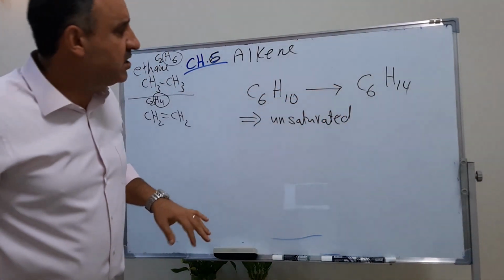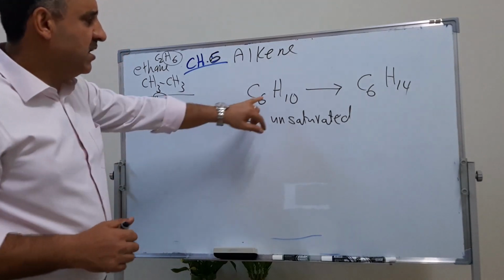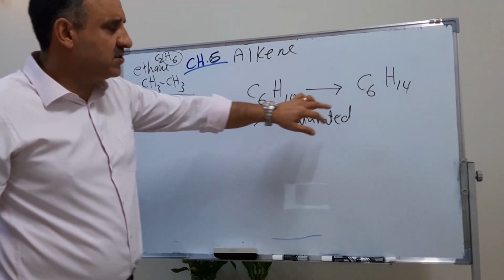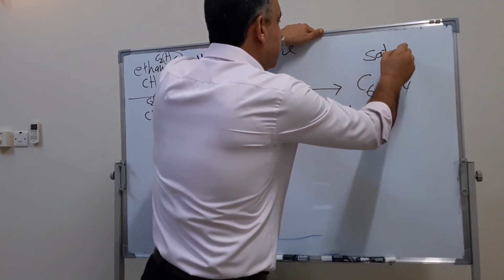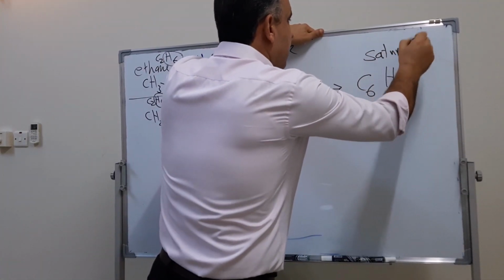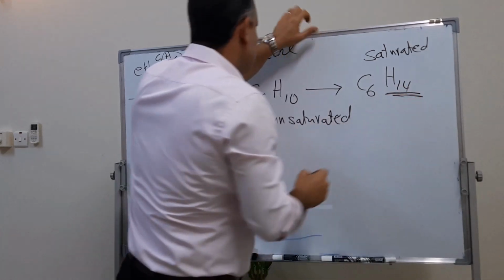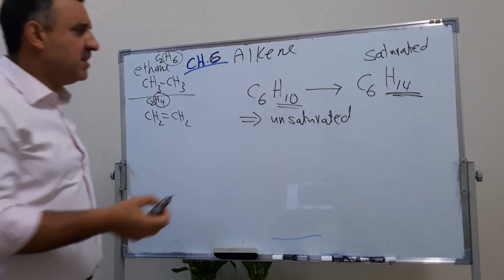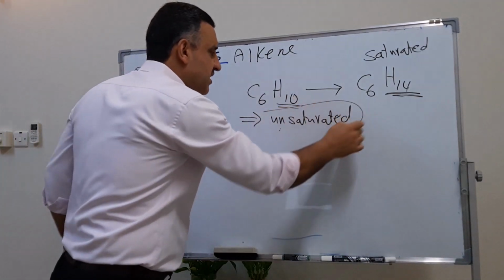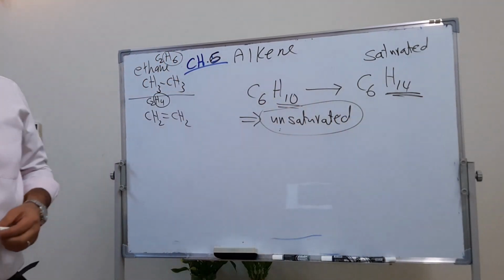Is that clear? So in this case, as you can see, we have 10 hydrogens in this compound, but the saturated one, the number of hydrogens must be 14, and here we do have only 10. Then definitely we must conclude that this compound is unsaturated.